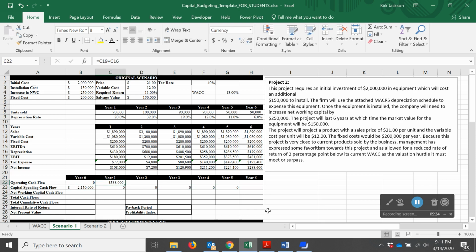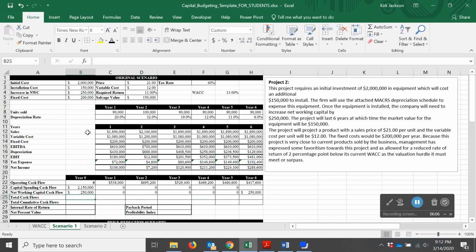So then, what you could do is just take this and drag it over and start adding in those values. Net working capital, we see an increase in net working capital of 250,000. You wouldn't have anything. There's no changes in future years for years 1 through 5. But in year 6, you would recoup that. So you would want to see that value again.